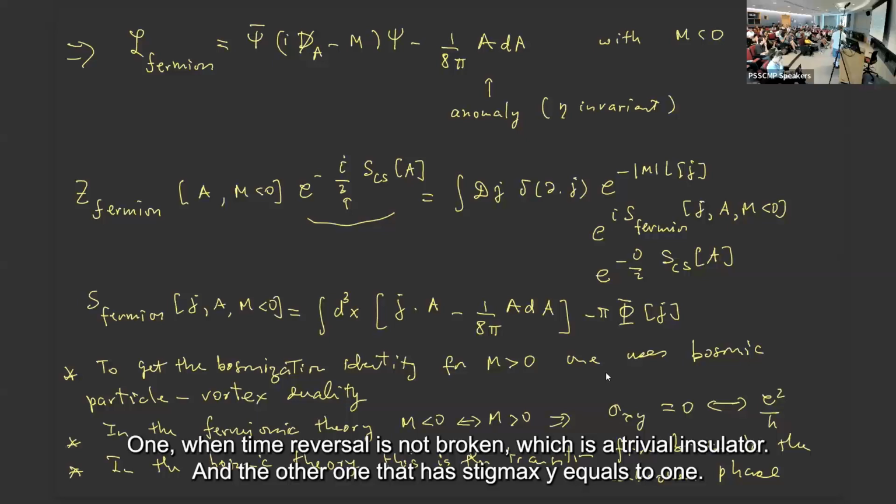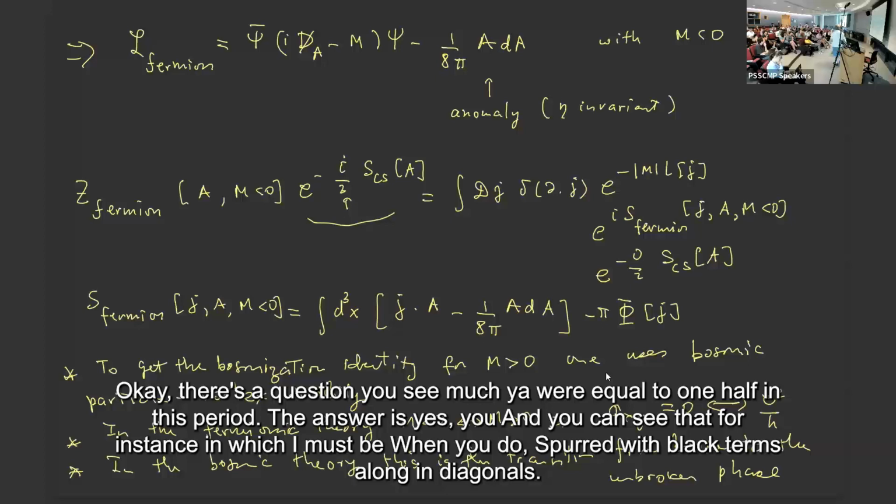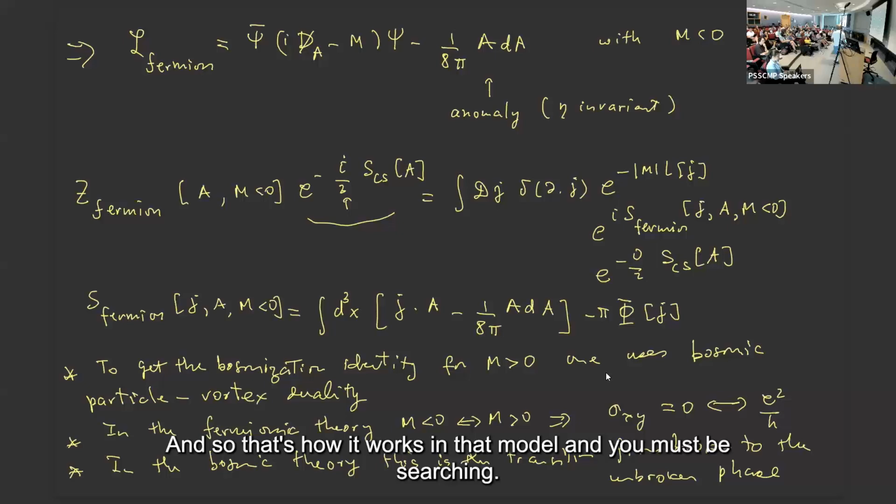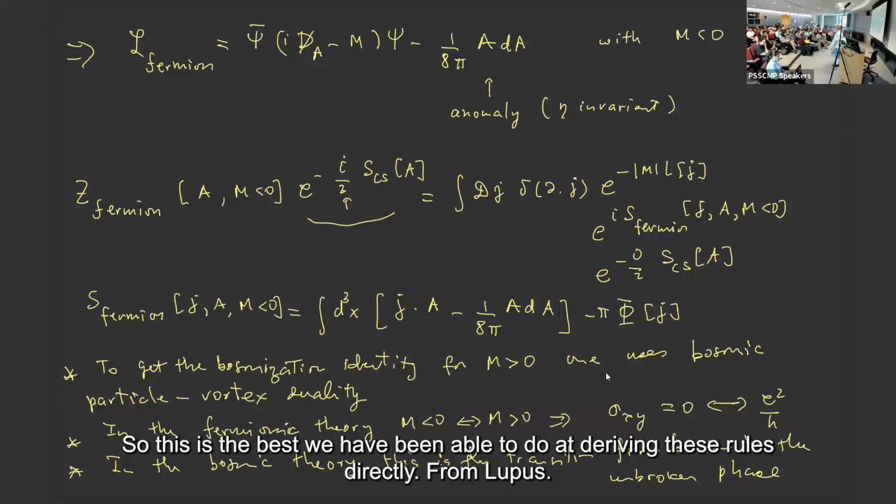Okay, there is a question: is sigma xy ever equal to 1/2 in this theory? And the answer is yes, at the critical point. And you can see that, for instance, in this famous paper by Haldane of 1988, when he took graphene and put some spin-orbit-like terms along the diagonals, that if you tune that to the critical point, then you get sigma xy equal to 1/2 of e squared over h at the critical point only. And so that's how it works in that model, and it works exactly the same way here. So this is the best we have been able to do at deriving these rules directly from loop models.